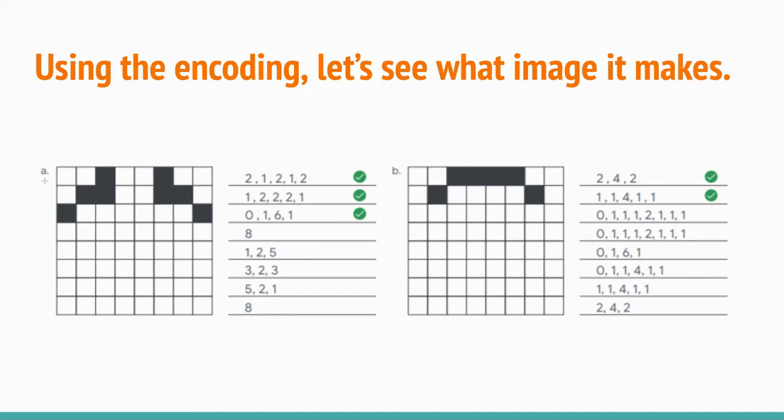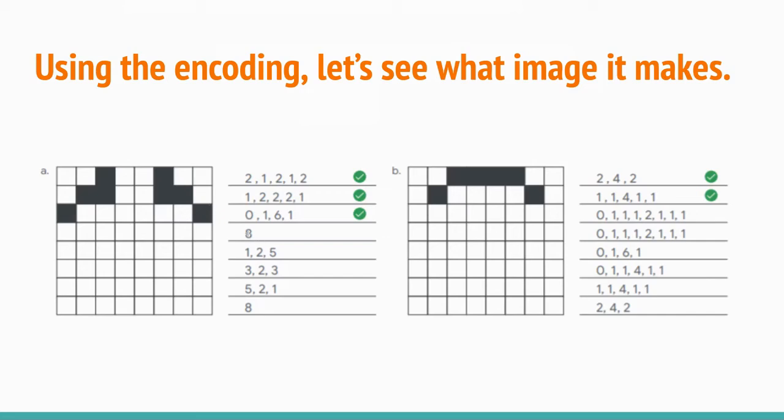Our picture is starting to take shape. Now remember, we always start with the white squares first. So right now we have 0. So that means we're not going to have any white squares at the beginning. Then we have 1 black square we're going to start. Then we have 6 white squares. So 1, 2, 3, 4, 5, 6. And then lastly, 1 black one.